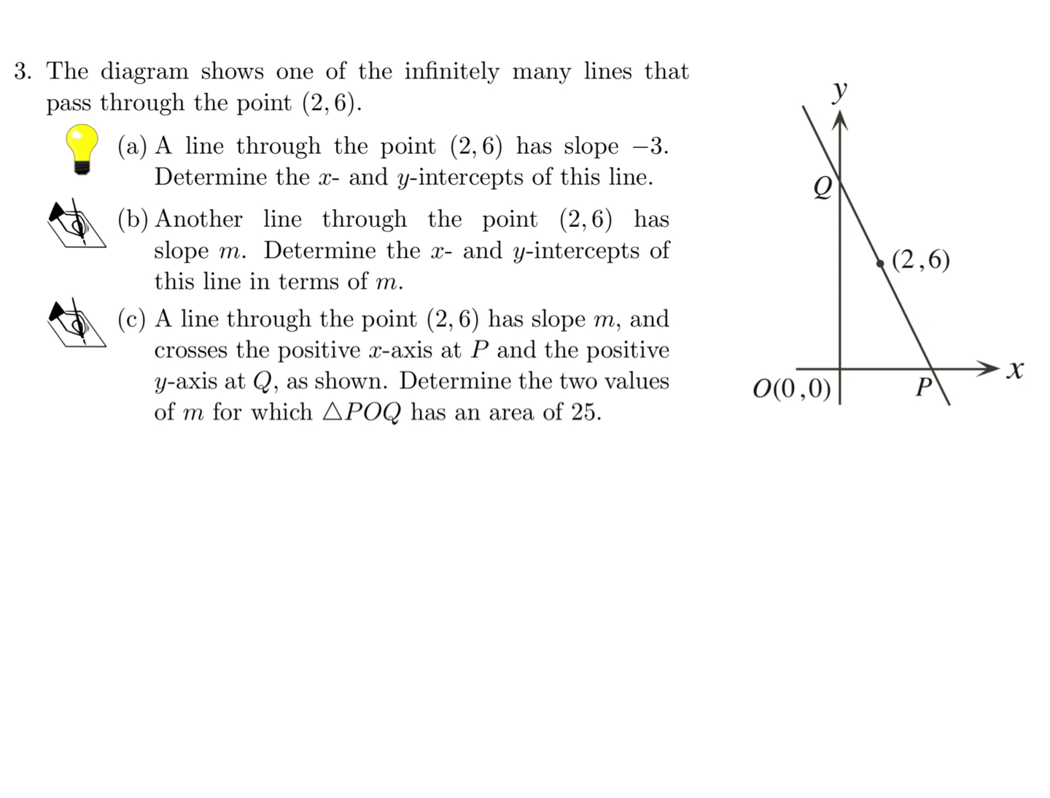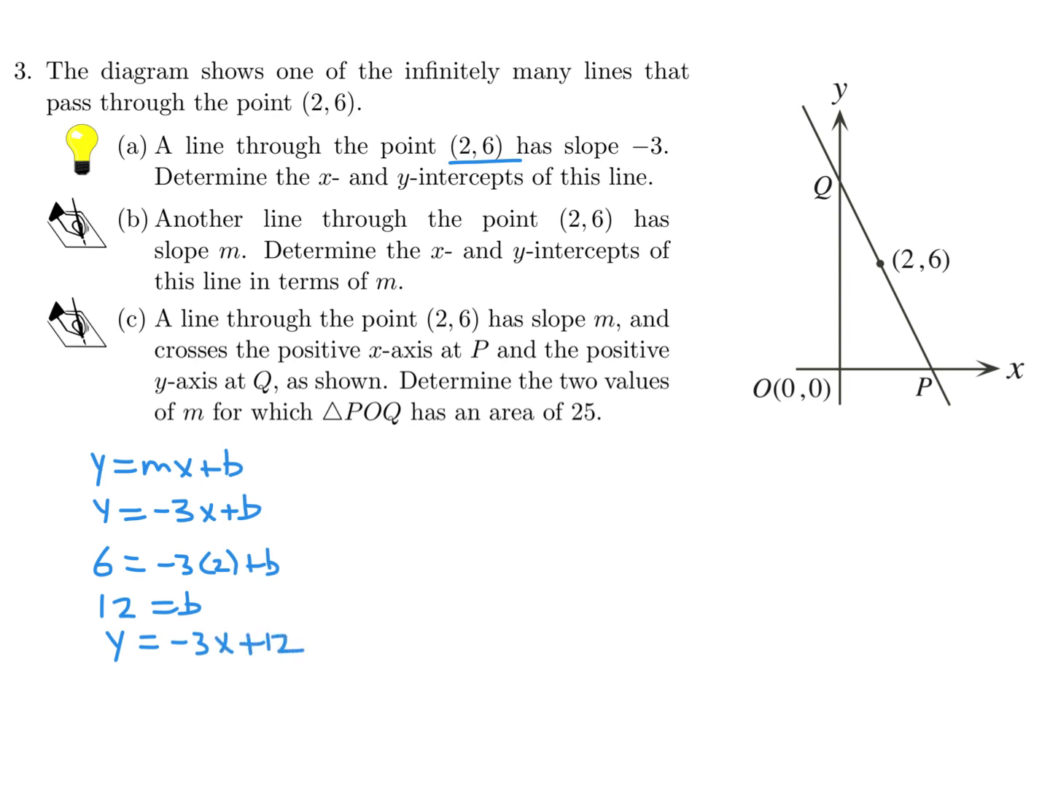The diagram shows one of the infinitely many lines that pass through (2, 6). A line through (2, 6) has slope -3. Determine the x and y intercepts. So y is equal to mx plus b, where m is the slope, and in this case it's -3. So it's -3x plus b. Now we can use this point to solve for b. So when y is 6, that means x is 2. So that means that b is equal to 12, I believe. So that means that equation is actually y is equal to -3x plus 12.